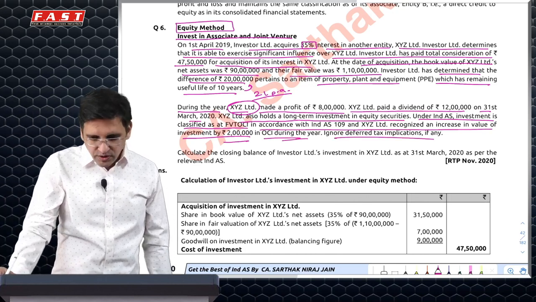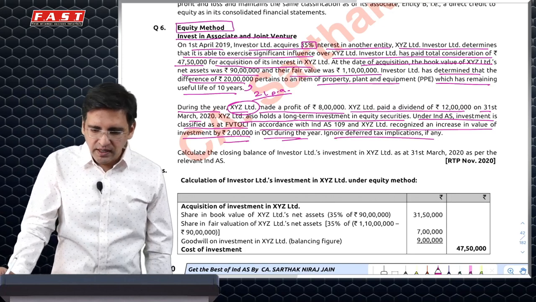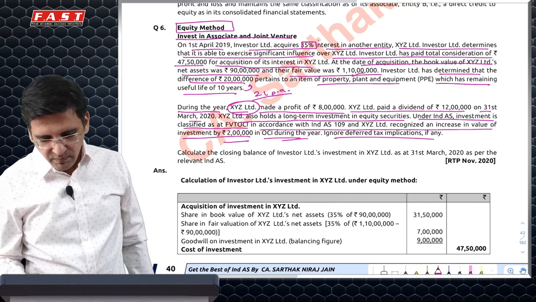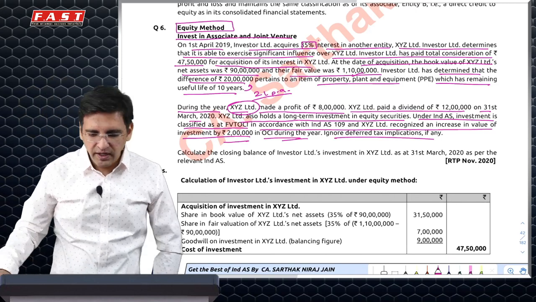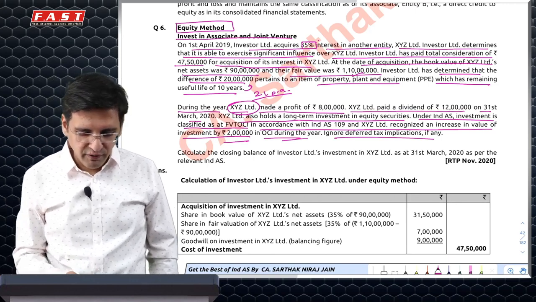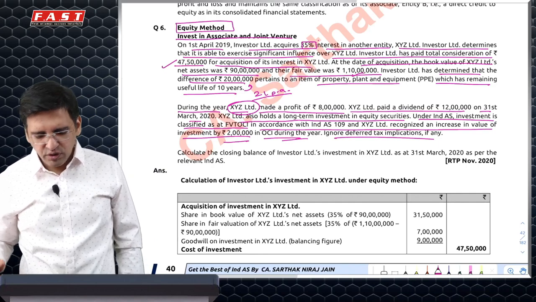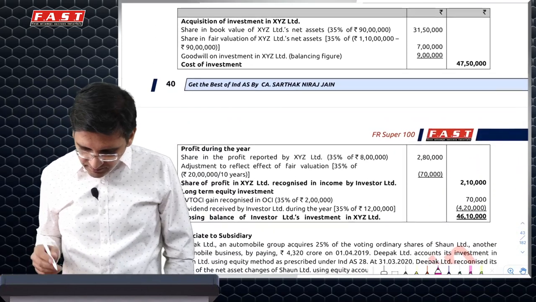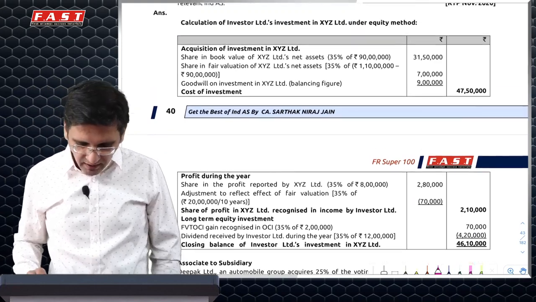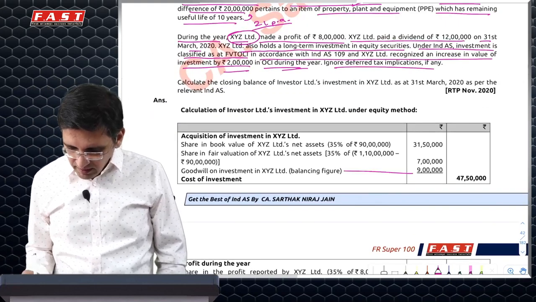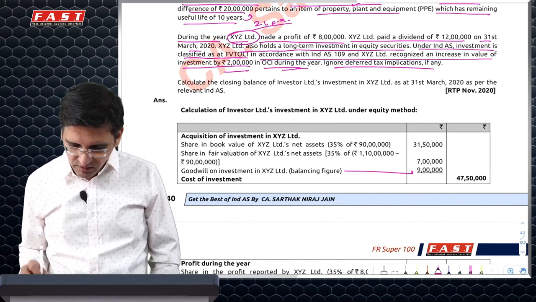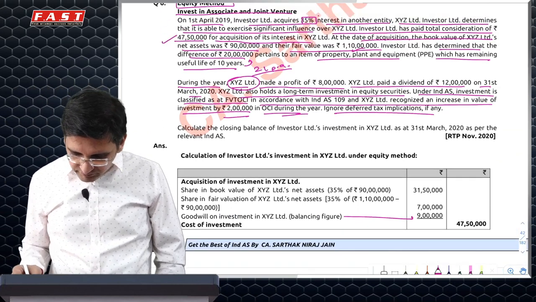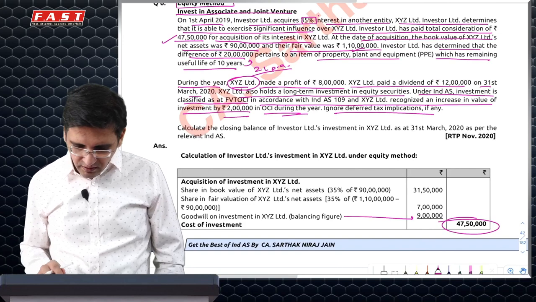So first and foremost, the fair value of the assets was 110. You acquired 35%, which will make it 385. You acquired it for 475, which means you will have to disclose a goodwill, but you will not have to present it in the balance sheet. Your presentation ideally then would be what? So you disclose a 9 lakh balancing figure as goodwill on the date of acquisition, and 4750 is your cost of investment.